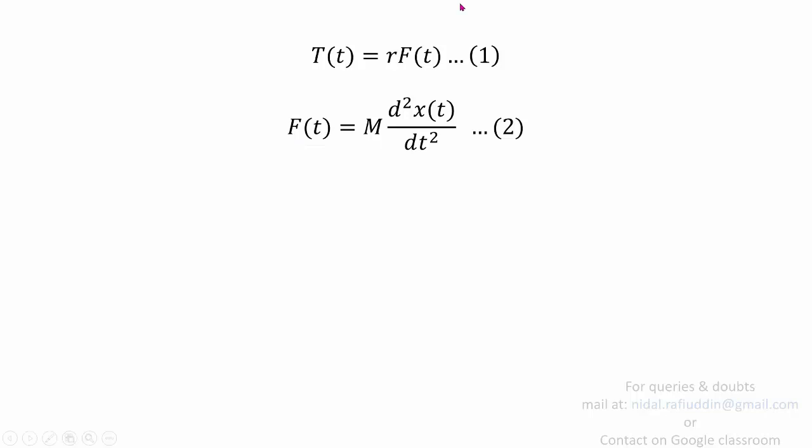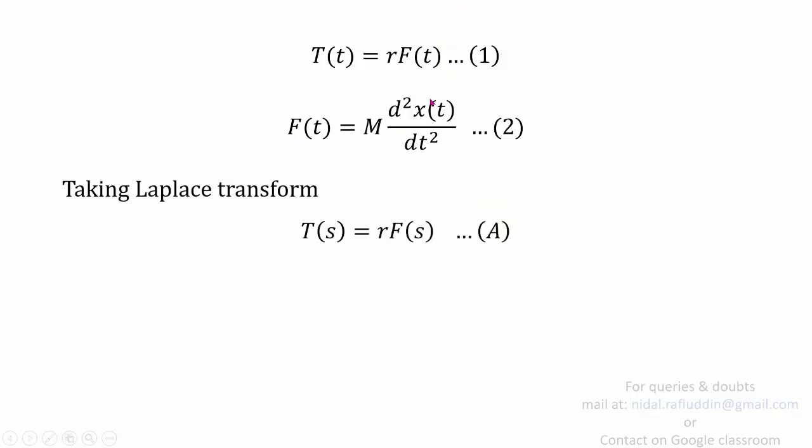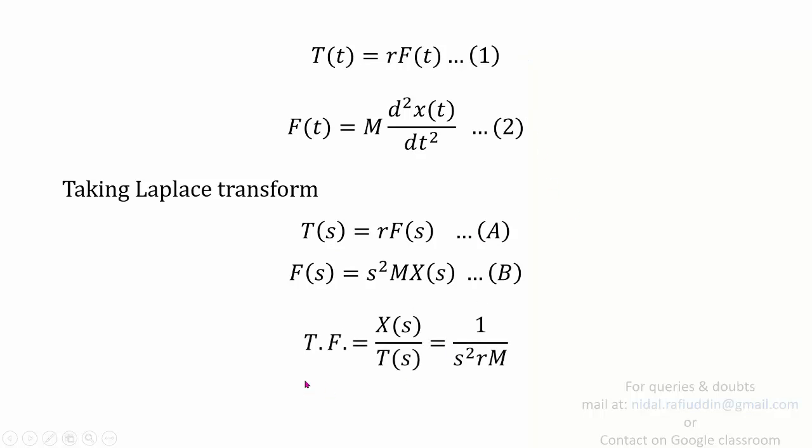Now if we take the Laplace transform of both these equations, we get torque as a function of s. So they are Laplace transformed functions, and equation A is obtained from 1, equation B from 2. If we equate these two equations, we obtain the transfer function as output x by input torque T, which is equal to 1 over s square R m. So this is the required transfer function of the rack and pinion arrangement.